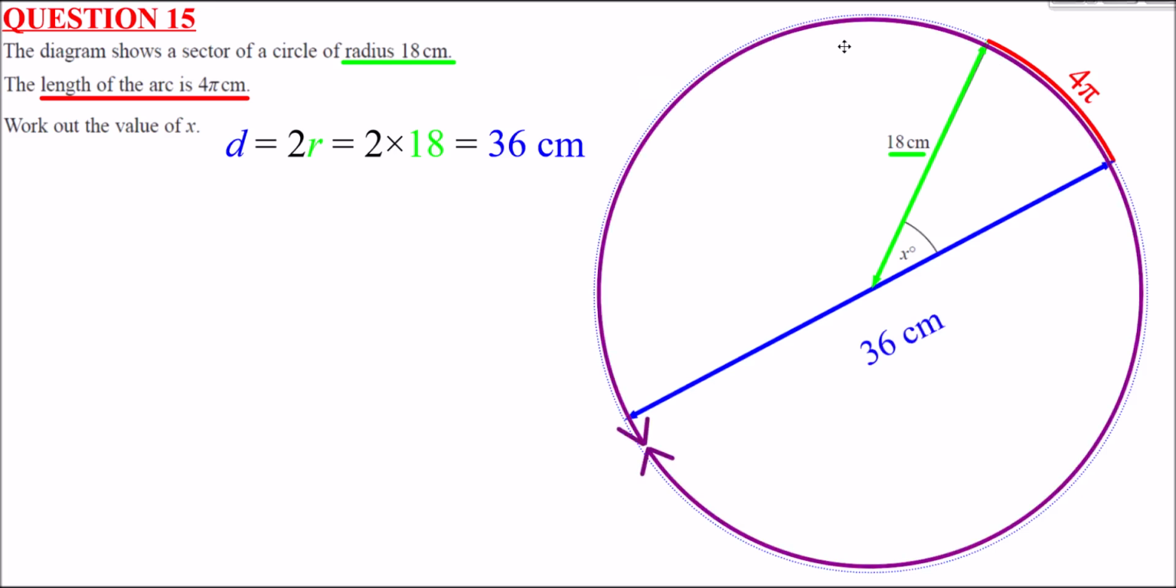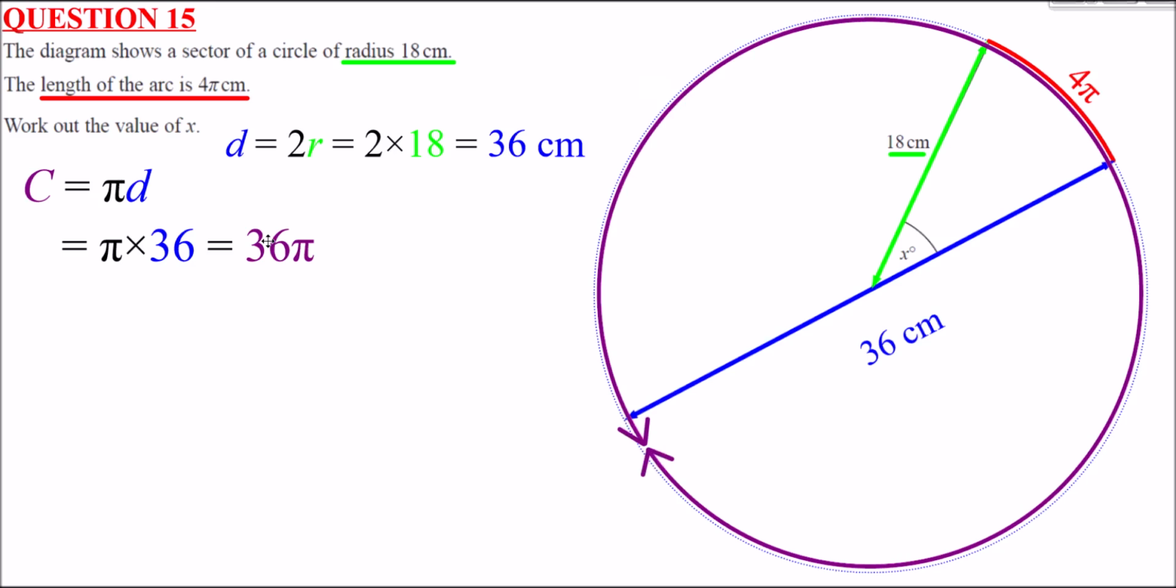So now we can work out in purple the circumference, which is all the way from one end to the other. So the circumference is pi multiplied by d. To work out the circumference, you take the number pi and multiply it by the diameter. We now know the diameter is 36, so pi d means pi multiplied by 36, which in terms of pi is just 36 pi centimeters. So now we know the arc is 4 pi, but the full circumference would have been 36 pi.